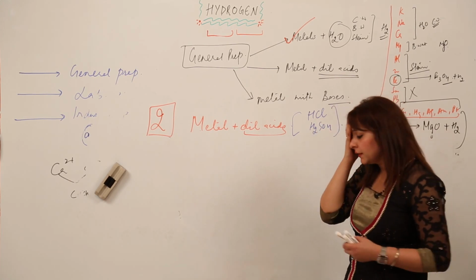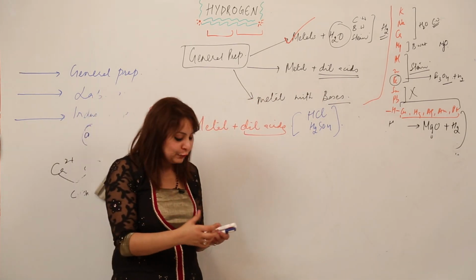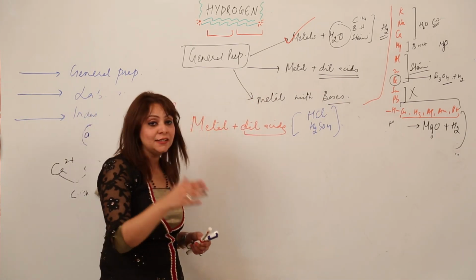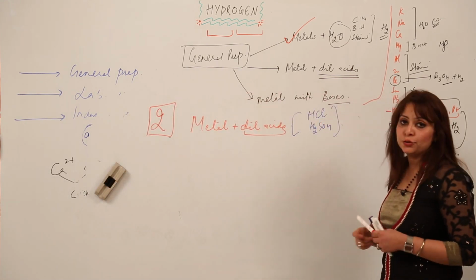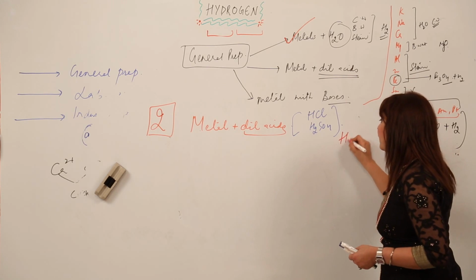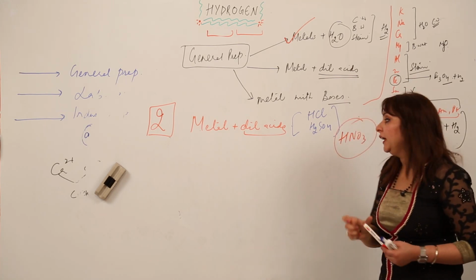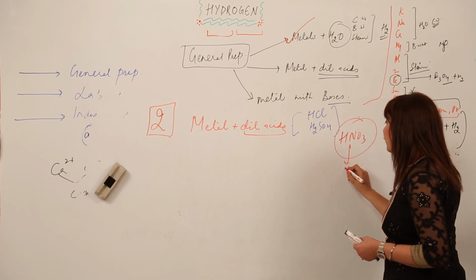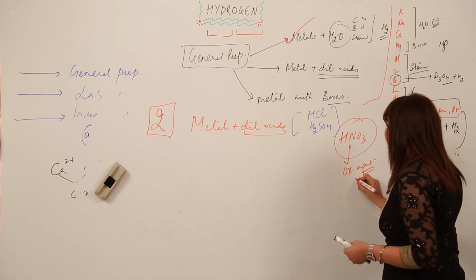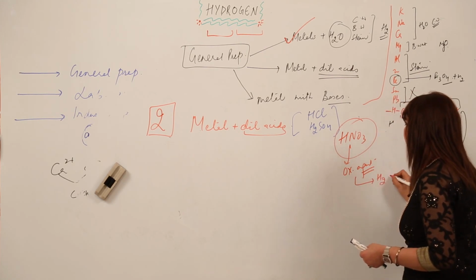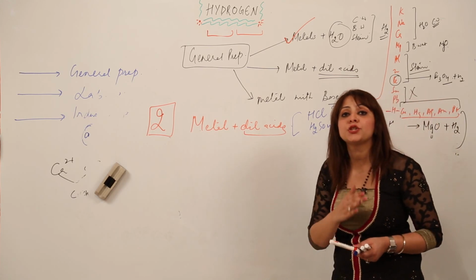One question is just coming to my mind, I can't stop myself from telling you, because it is an important question. In this case, we use dilute acids HCl and H2SO4. Don't ever use HNO3, right? The reason being, HNO3 is a strong, powerful oxidizing agent. So what does it do? It oxidizes the hydrogen produced into H2O. So we get H2O instead of H2.